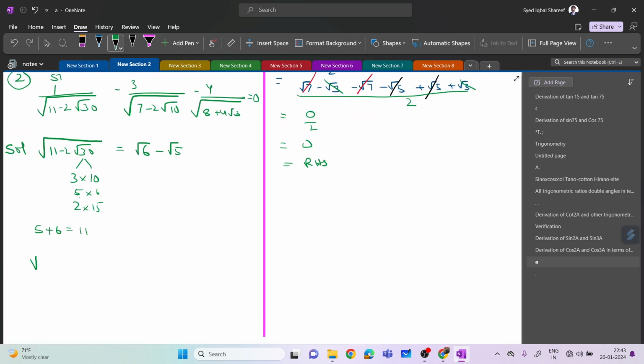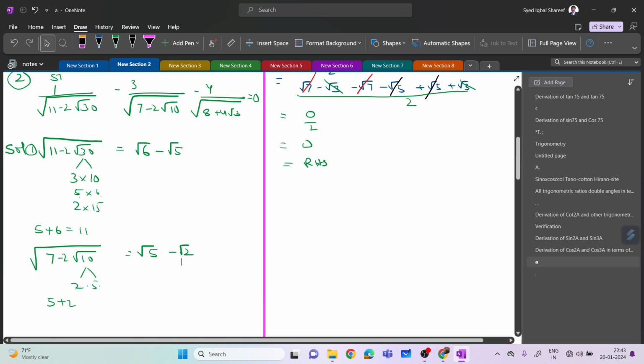Now we have to go for the second one. This is the first one. What is the second one? 7 minus 2 root 10. What is the factor of 10? 2 and 5. 5 plus 2 is 7. So the square root is first 5, then the second one 2.